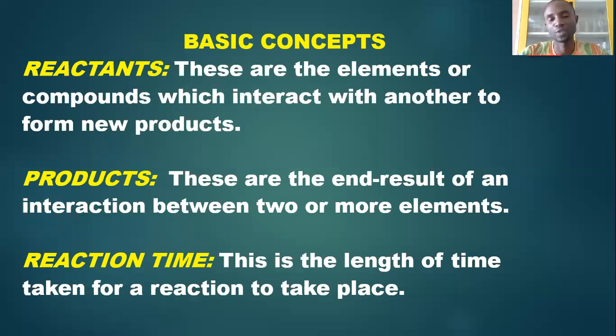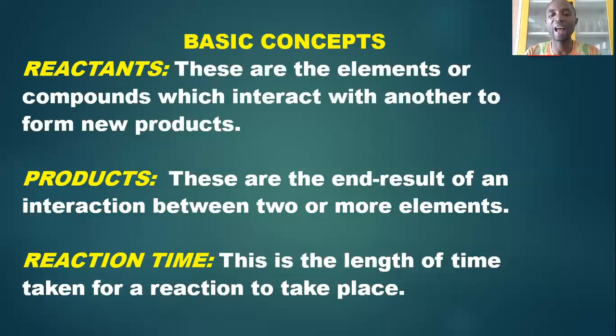Now, basic concepts we need to understand about this particular reaction we just talked about is this: reactants. Whenever you hear about reactant, what does it mean? Reactants are the elements or compounds which interact with another to form new products. Those particular chemicals, it could be elements, it could be compound, it could be molecule, that will react with each other to form new product is what we call reactant. And they are normally written at the left-hand side of a chemical equation.